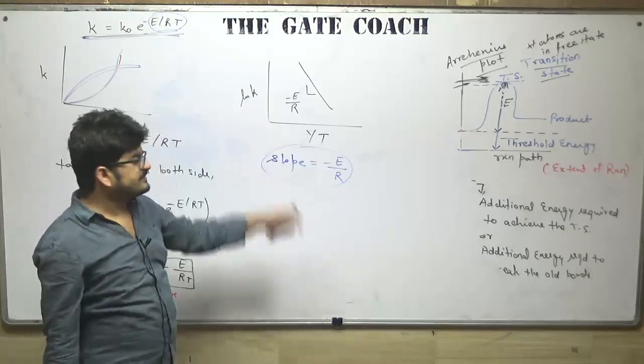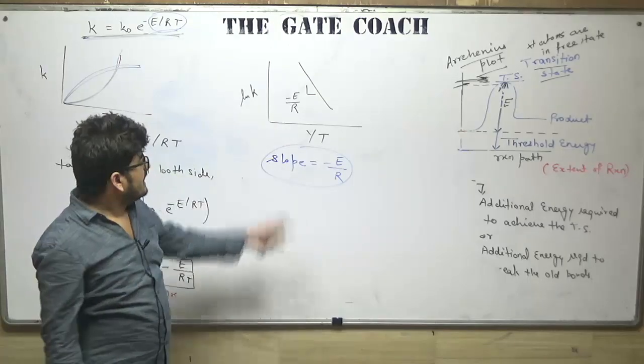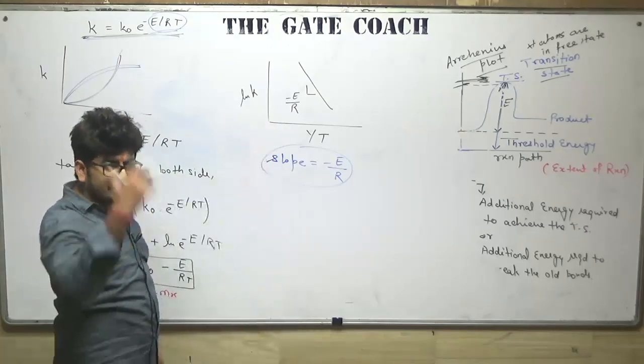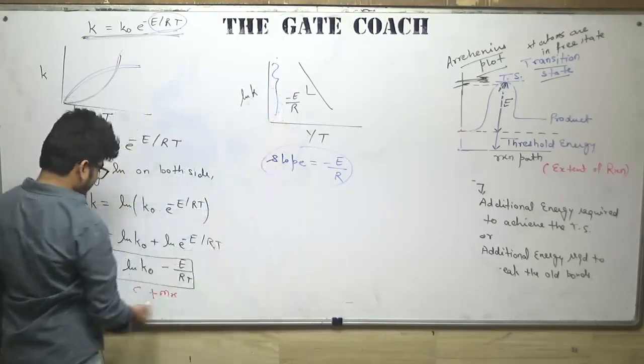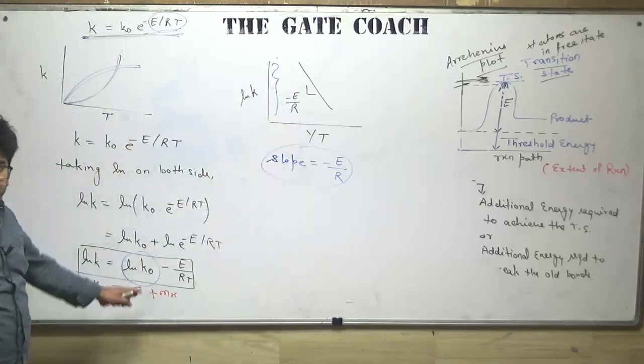so this is the graph between ln K versus 1 by T, that is a straight line curve, and the slope is minus E by R, and the intercept will be ln K naught. Okay.